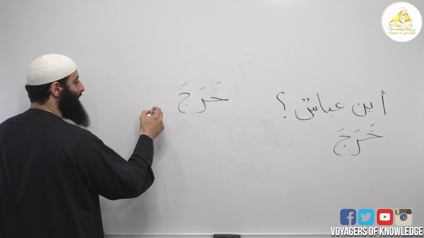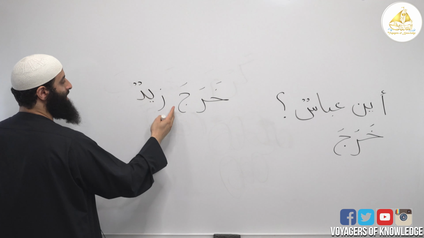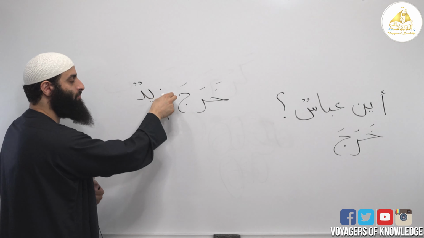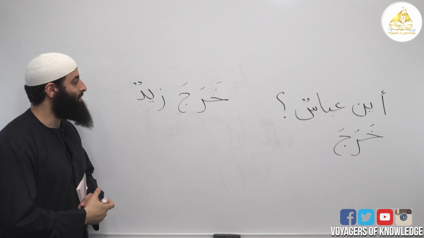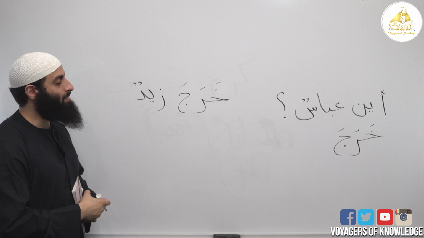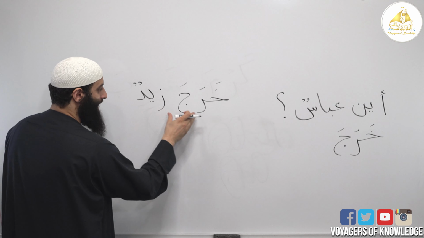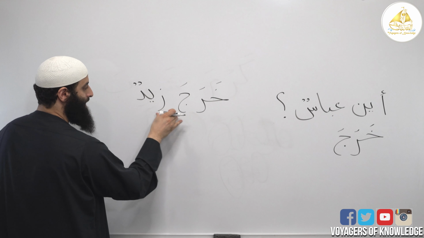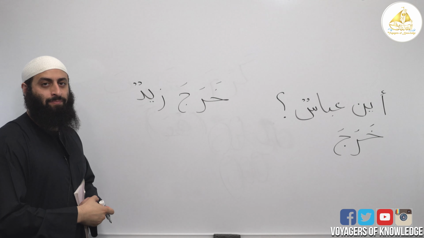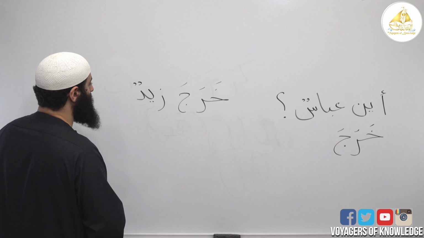If I put a name here, kharaja Zaydun, is he still there? Not anymore. Now it's Zayd. So you removed that implied pronoun and you replaced it with a visible one. So kharaja Zaydun now means Zayd has went out. Zayd has exited. Zayd has left. Not left as in your left hand, but he's gone out. Okay?